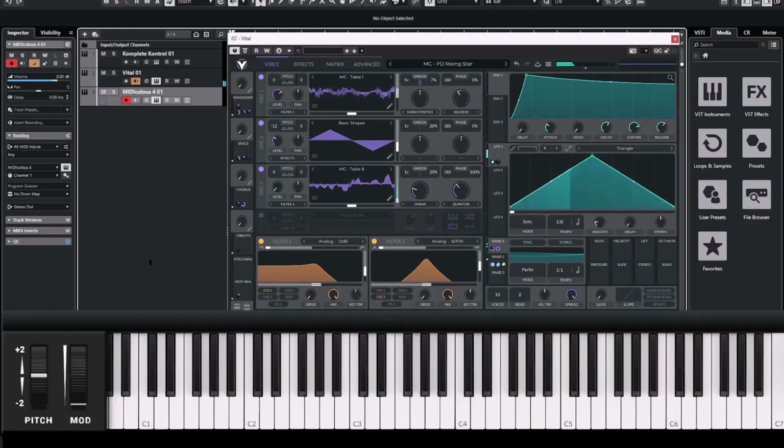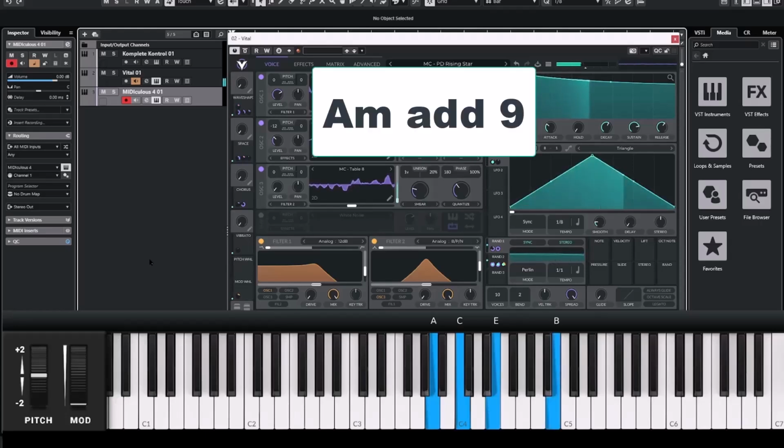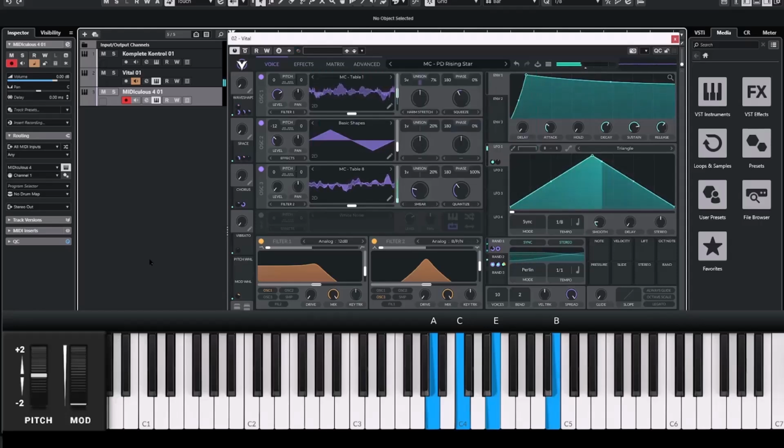So if we were going to play this in the key of C major, A minor, we would play the A minor chord and add a ninth. Oh, this to me just expresses longing. Oh, where does it want to go? It could go up. It could come down. It's desperate to go somewhere. So I think adding a ninth note to a chord can just create so many possibilities.